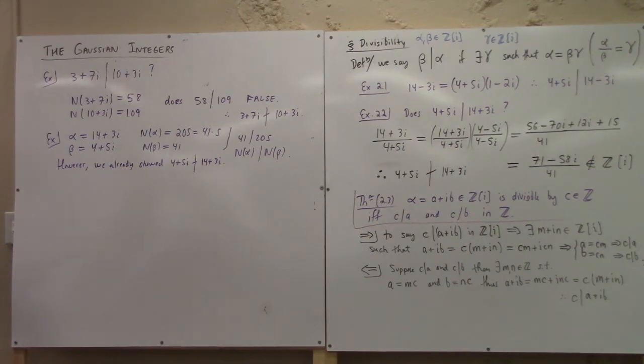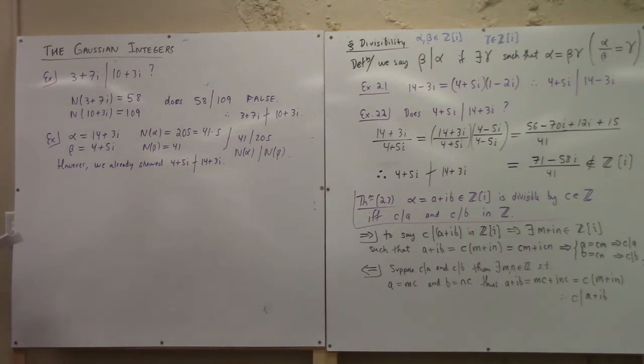All right, so what he's saying is if the norms are not divisible, then we know for sure that the corresponding Gaussian integers are not divisible. Just because the norms are divisible does not imply that the Gaussian integers are. The theorem goes one way but not the other.